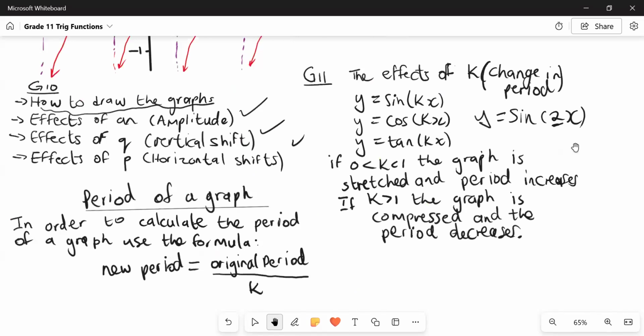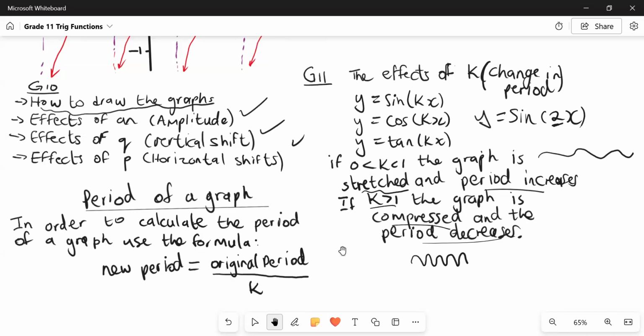Now, if k is between 0 and 1, then the graph will be stretched and the period will increase. So the graph will stretch like this, right? But if k is greater than 1, then the graph will be compressed and the period will decrease. So you'll have something like this. Now this graph is compressed, right?